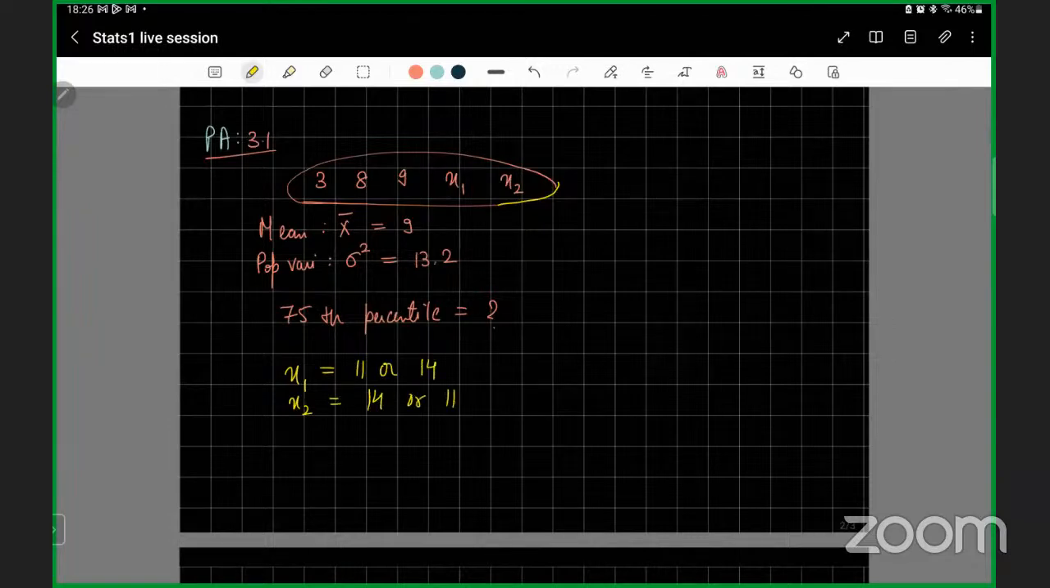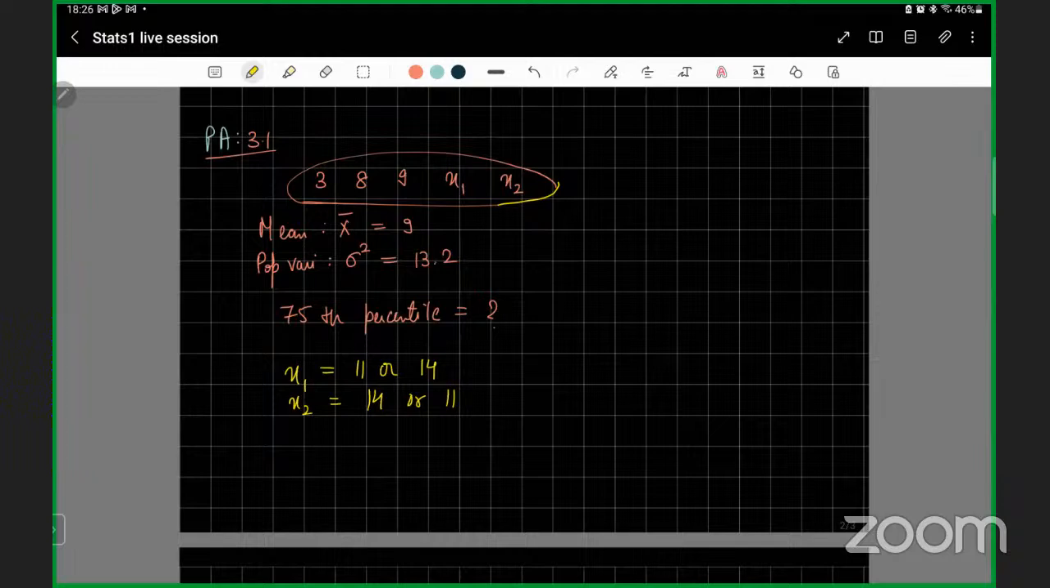X1 plus x2 is equal to 14 and 11 consecutively. You are saying you are getting two different answers. Yeah, both options are given in the answer, 14 and 11. Then why not 14? Why 11? This is my question. Okay.